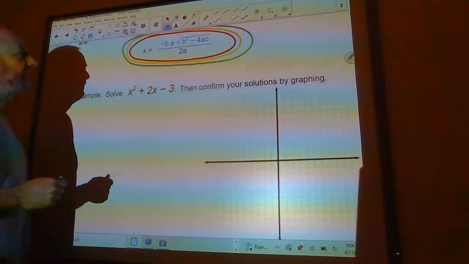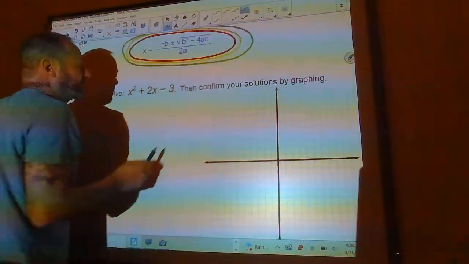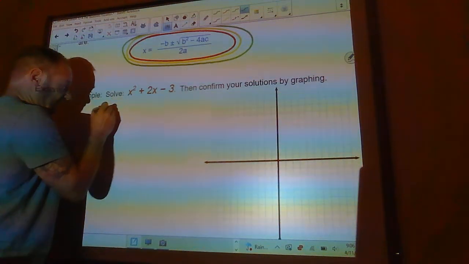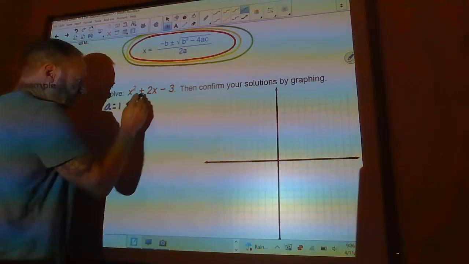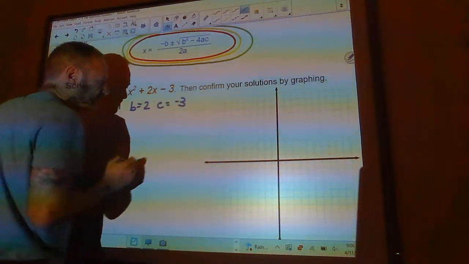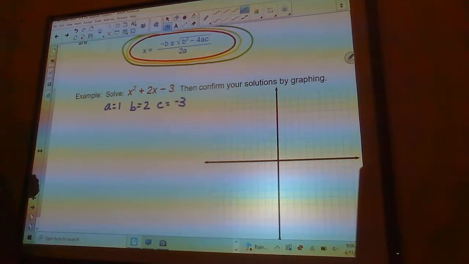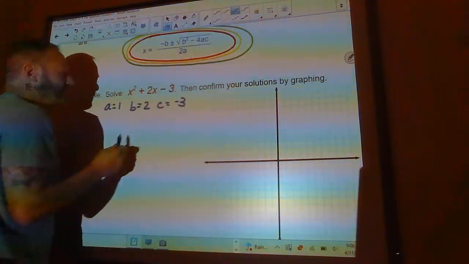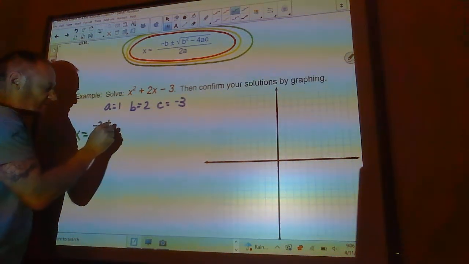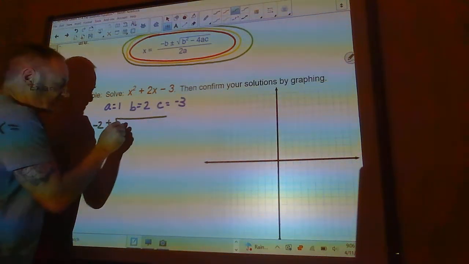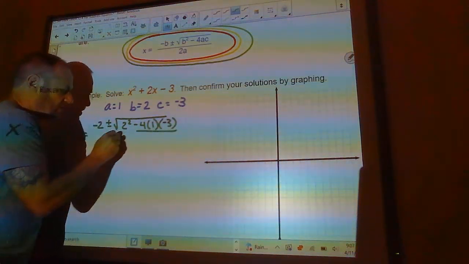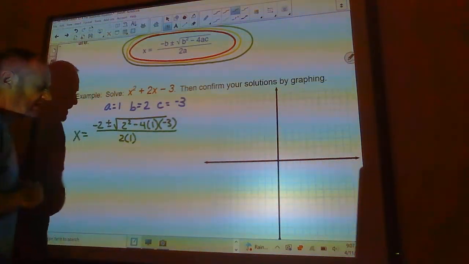Okay, so let's use that formula to solve this problem right here. The first thing you should probably do is label what a, b, and c are. a is the coefficient of the x squared, a is 1. b is the coefficient of the x, it is 2. c is the constant, that's negative 3. Now we're going to plug it into the equation. So x equals negative b, so negative 2, plus or minus the square root of b squared minus 4 times a times c, all over 2a.